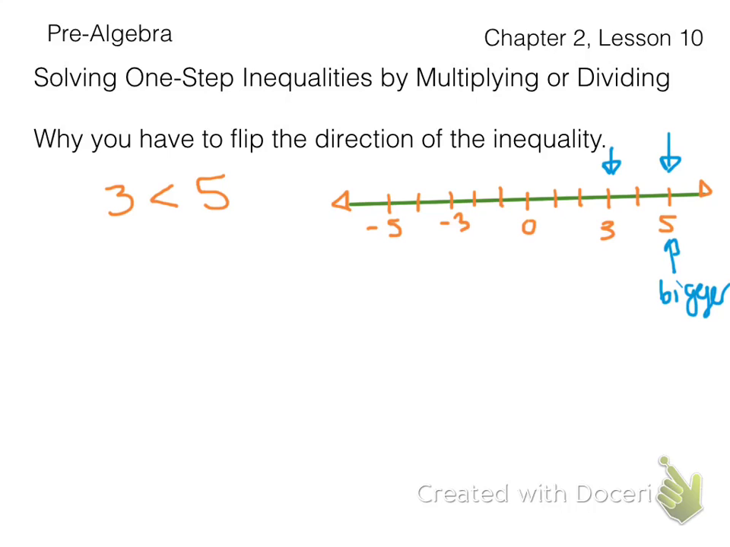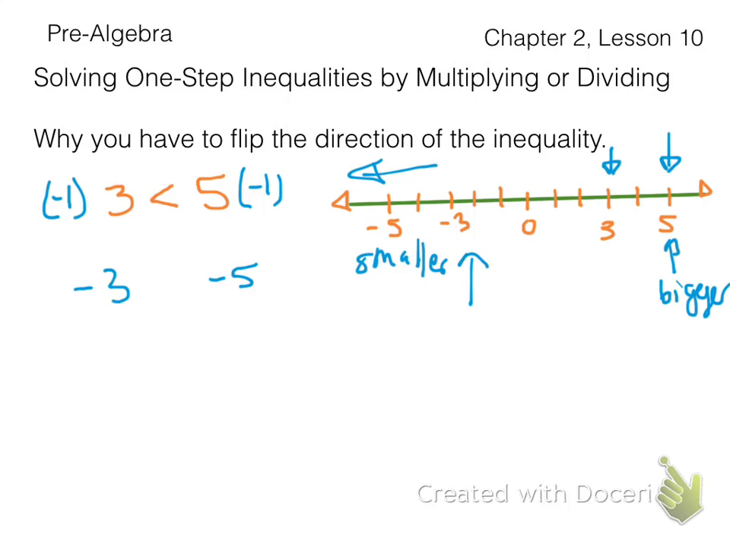But what happens if I use the property of equality and I multiply 3 by negative 1 and 5 by negative 1? Well, 3 times negative 1 is negative 3. 5 times negative 1 is negative 5. Now, is negative 5 bigger than negative 3? Well, no. On the negative side, the further you are from 0, the smaller you are, not the bigger you are. So negative 3 is actually bigger. And that's why we have to flip the direction of the inequality.